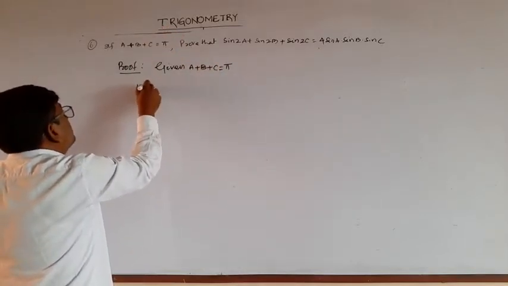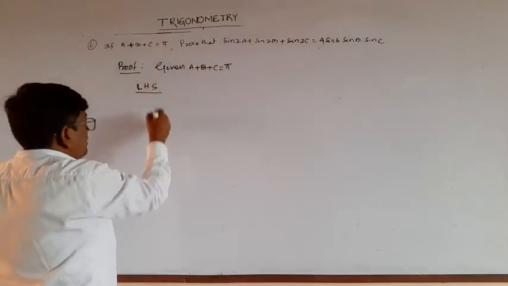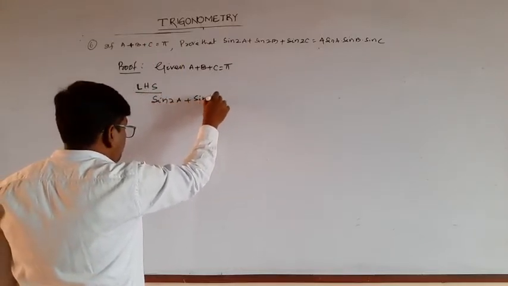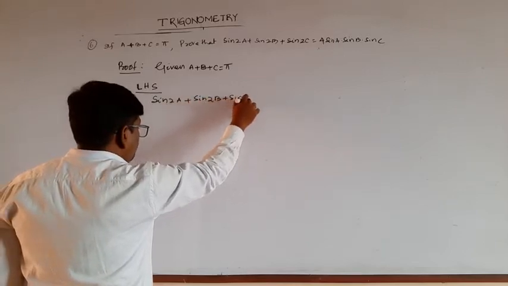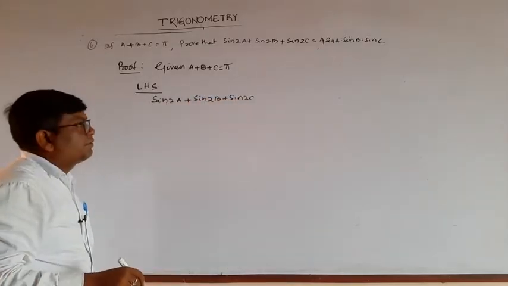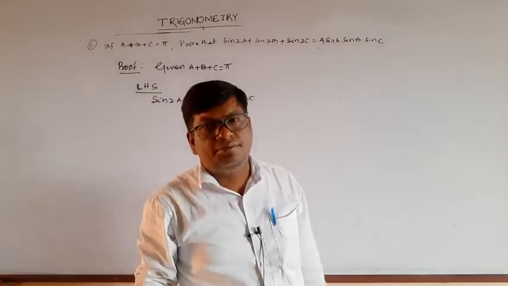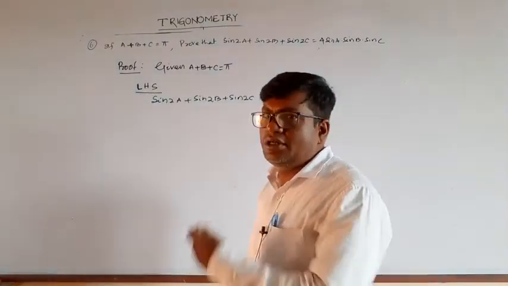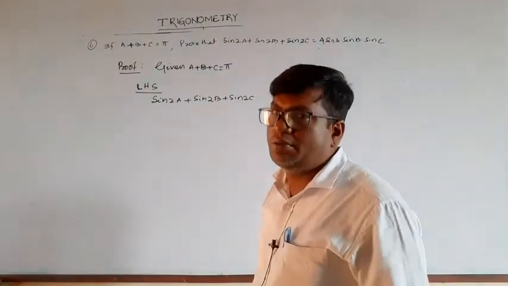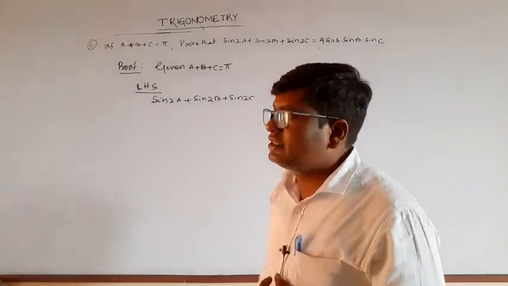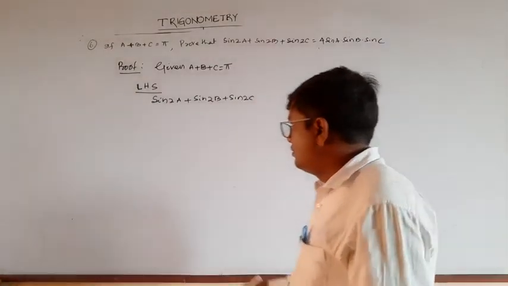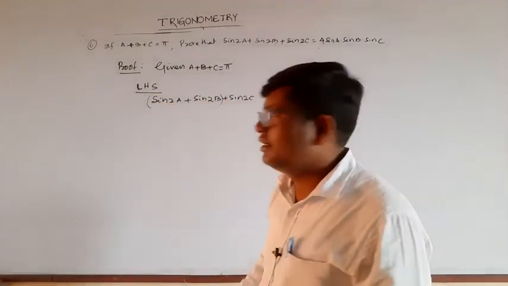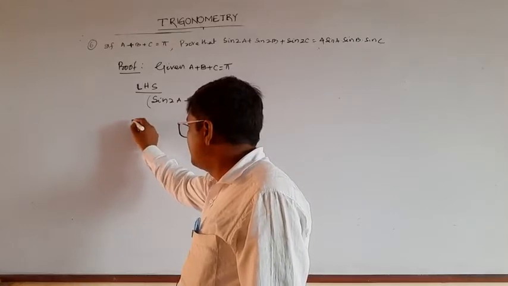Left hand side: sin 2A plus sin 2B plus sin 2C. This type of question can be easily solved by applying the CD formula and taking the common factor. That is the trick of this question. So first you have to apply the sin C plus sin D formula.